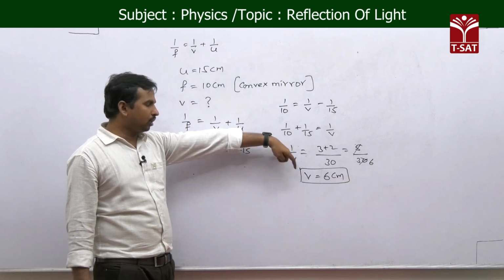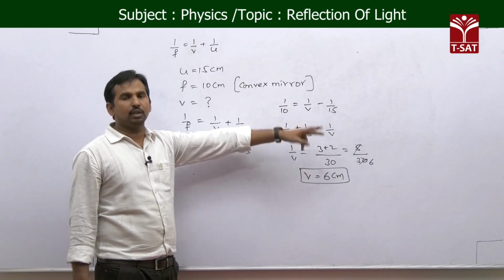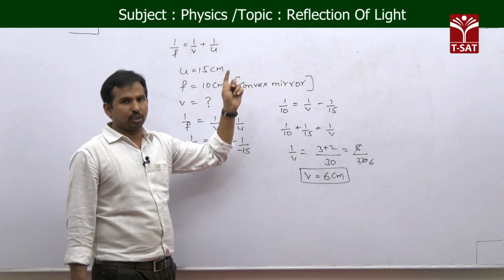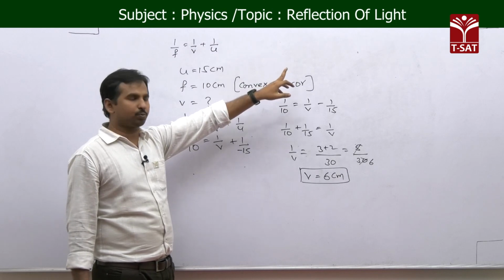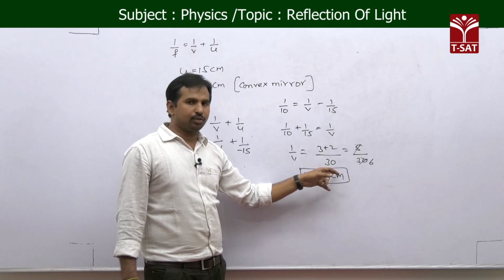Here we got the image distance with a positive sign, which follows our convex mirror sign convention, where the image distance is positive. That's why here also we are getting the image distance as positive.